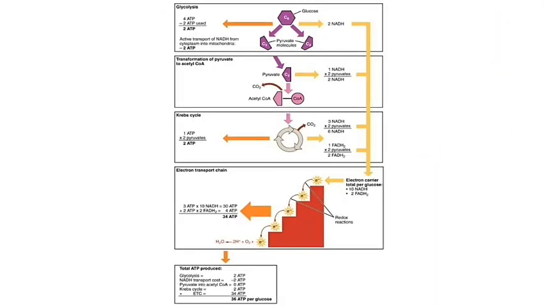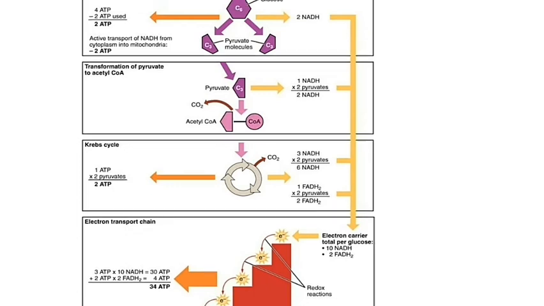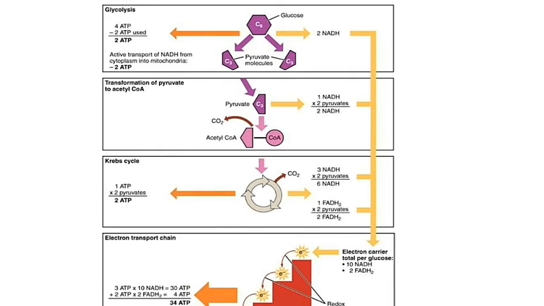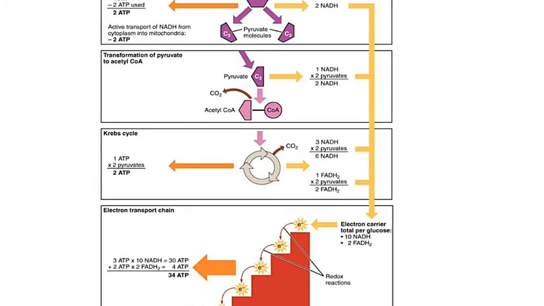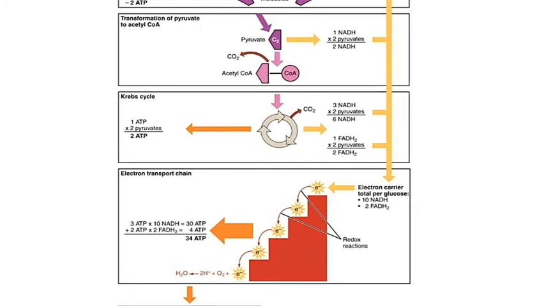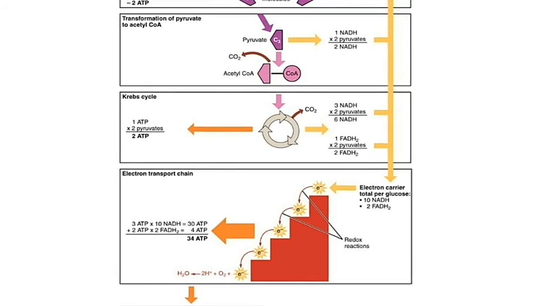If we look at the number of ATP molecules produced in these phases, we will see that during the conversion of glucose to pyruvate, in glycolysis, a net yield of 2 ATP takes place. Now, during the conversion of pyruvate to acetyl CoA, there is no production of ATP, but there is production of NADH. And during the Krebs cycle, there is a total yield of 2 ATPs, 6 NADH, and 2 FADH.